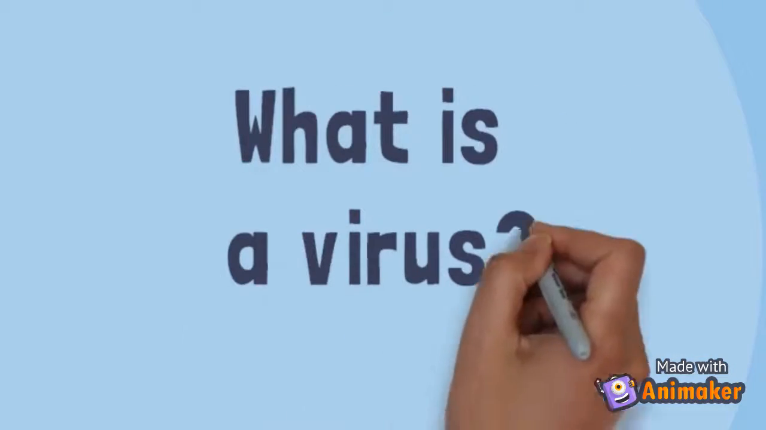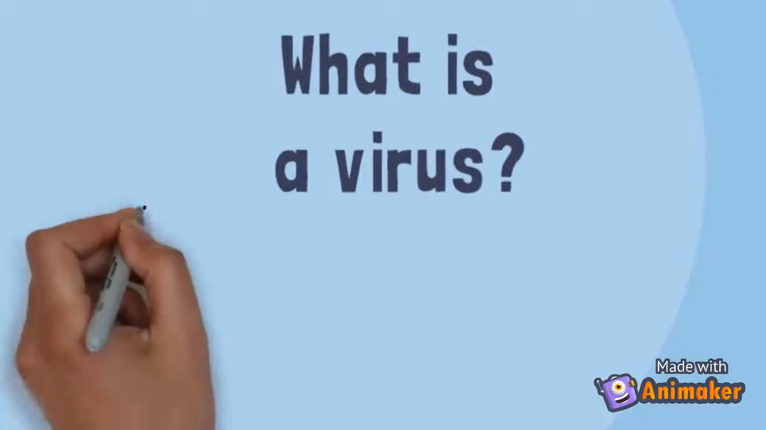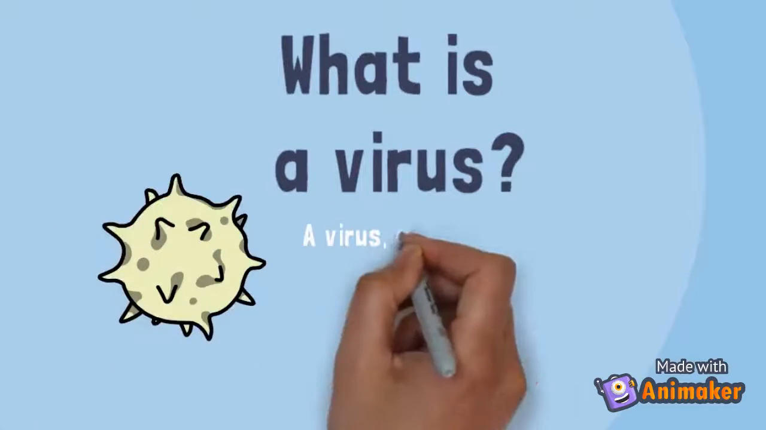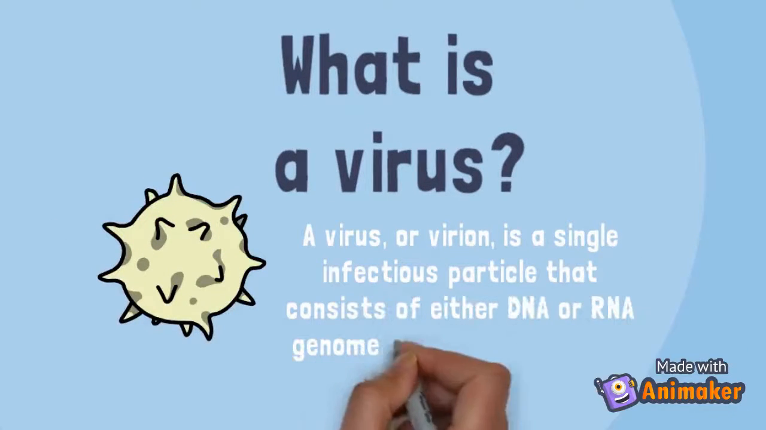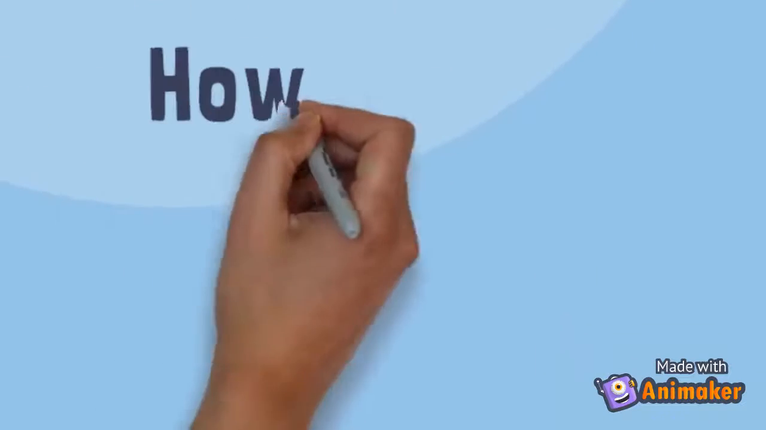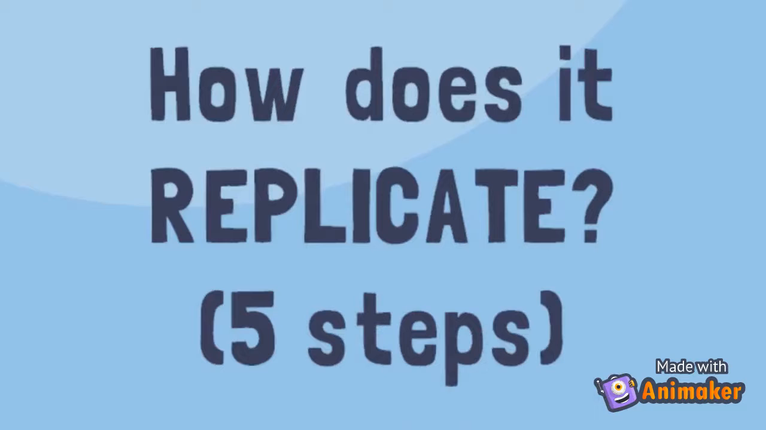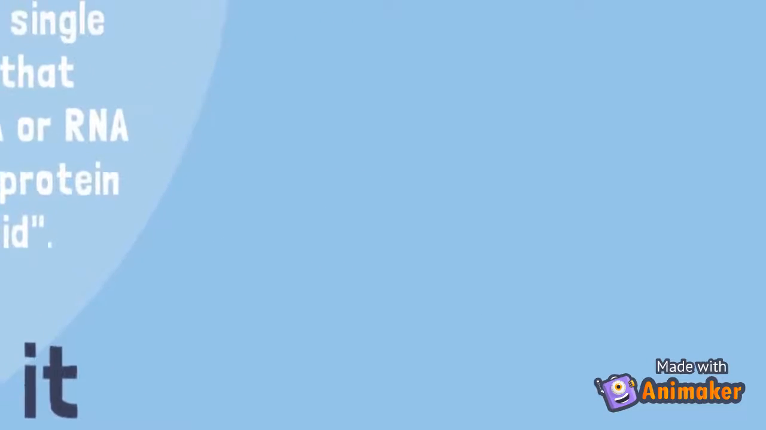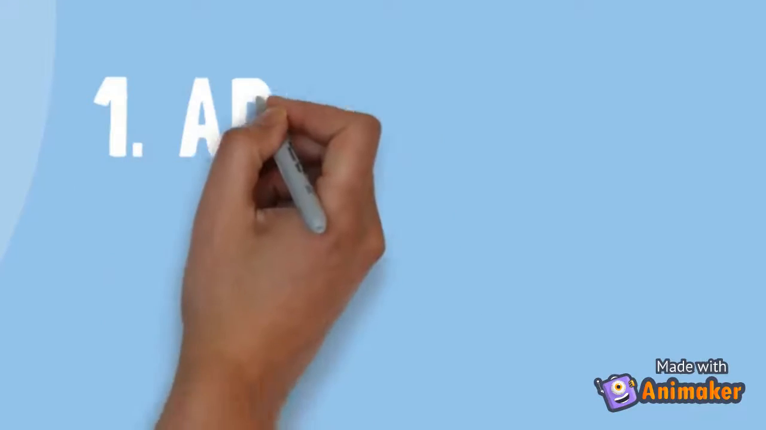A virus, specifically referred to in the field of virology as a virion, is a single infectious particle that consists of either DNA or RNA genome enclosed in a protein-made covering termed as capsid. The process of replication is a series of steps and may vary according to type. To give an overview, it consists of 5 general steps.